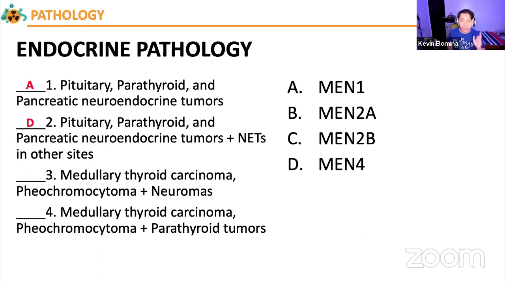Now, if you have medullary thyroid carcinoma, alam mo na, MEN na yun, no? And you have neuromas, that's your mucosal neuroma syndrome, that's your MEN 2B. Okay? And if you have, instead of your neuromas, your parathyroid, no? Together with your medullary thyroid cancer and your pheo, that is your MEN 2A.